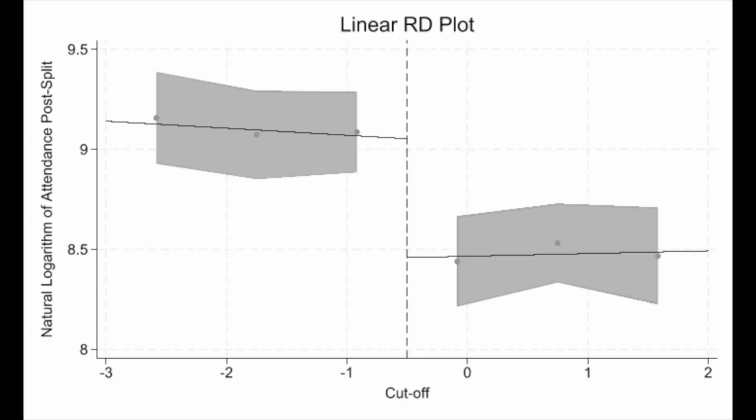So checking our assumptions then. First one, we know that we've got a cutoff, so we're in that regression discontinuity space. Then, if we're claiming that the split has a difference, we should see clear differences between the attendances of these two groups. How do we spot those clear differences then? So this is an RD plot, regression discontinuity plot. You can see you've got your cutoff there.